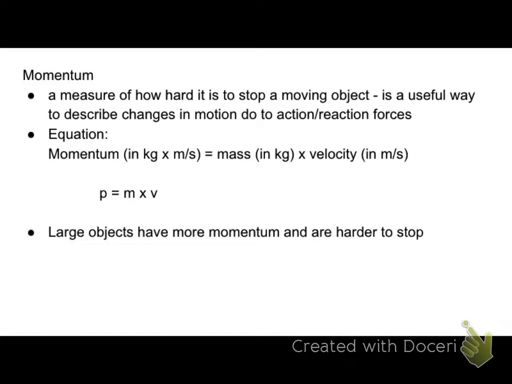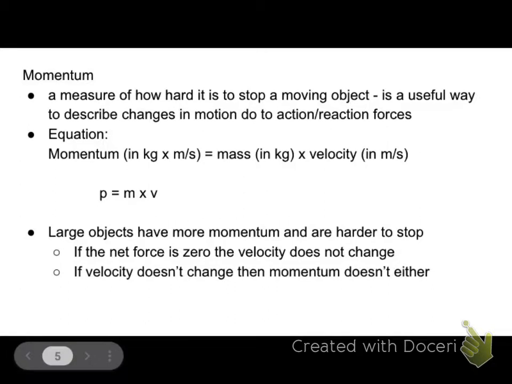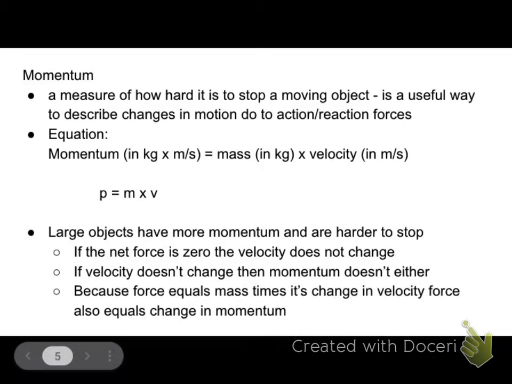Large objects have more momentum and are harder to stop, okay, connected to inertia that we've talked about already. If the net force on an object is 0, then that velocity isn't going to change, and as a result, momentum doesn't change either. So the force is equal to mass times its change in velocity, which means that the force is also equal to the change in momentum. So your force that you're measuring will be equal to whatever the change in momentum for that object is.